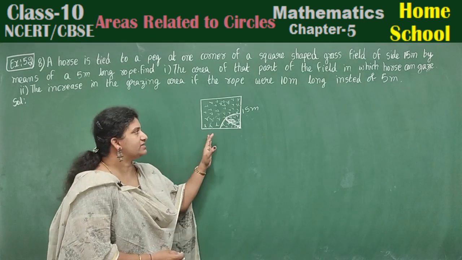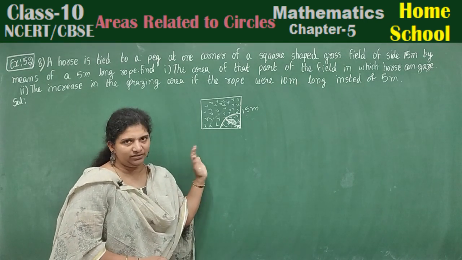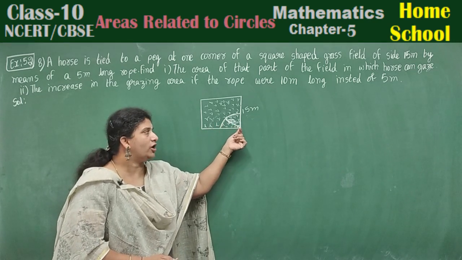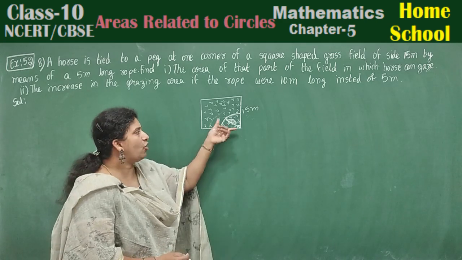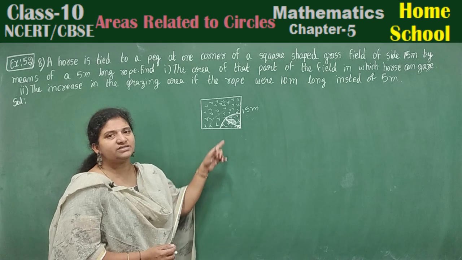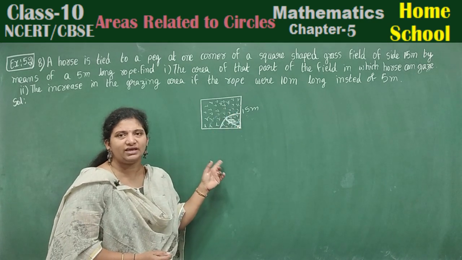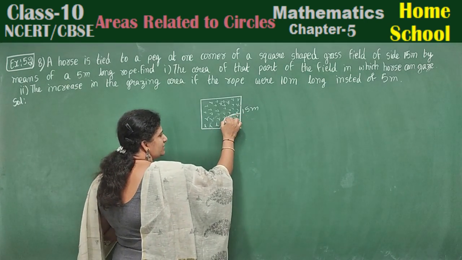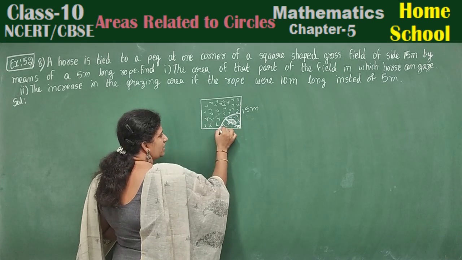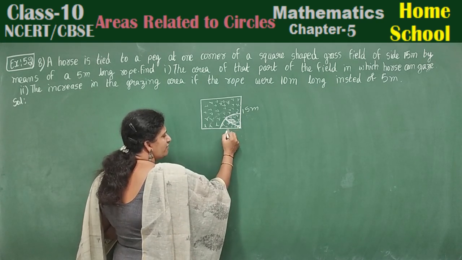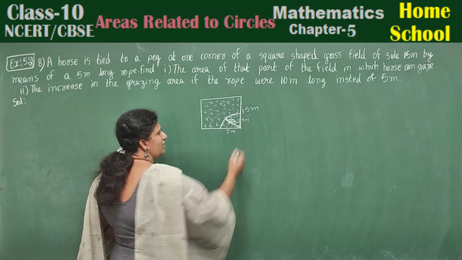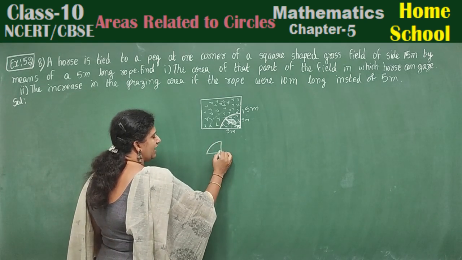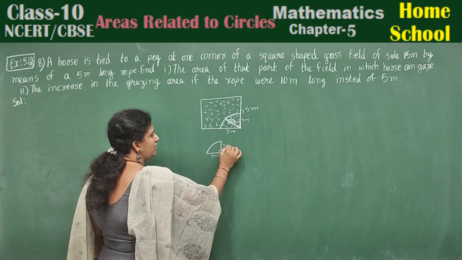Understand the problem. There is a square shaped grass field and a horse is tied to a peg which is at the corner of a square and the rope length is 5 meters. Each side of a square is 15 meters. So look here carefully. Now this rope length is how much? 5 meters. From here to here it will be 5 meters only. And here also it will be 5 meters. If you want, I can draw this one separately like this. 90 degree angle, 5 meter radius.